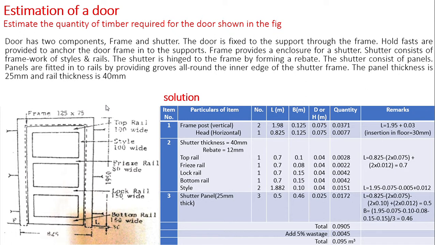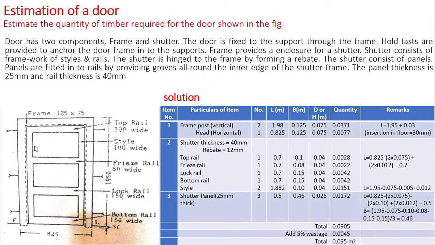Door basically has two components, the frame and the shutter. Doors are provided in all buildings to access the rooms or utilities. In the house we have main door, bedroom doors, kitchen door, etc. A door frame is an assembly of horizontal and vertical members to which door shutters are fixed.